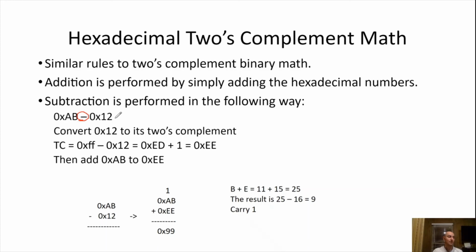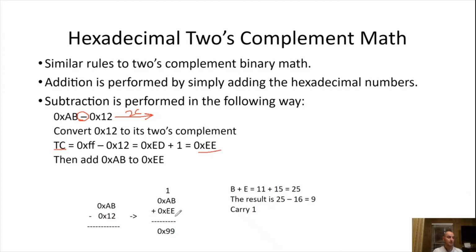We calculate the two's complement of this. So how do we do that? This, and the TC here is two's complement. So we subtract that from F's, and we're going to get this, then we plus 1, we're going to get this number. And then we add them basically. And the adding is here.